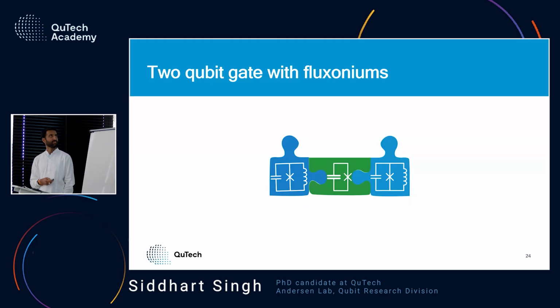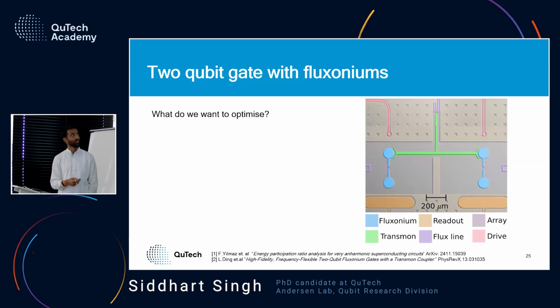And this is what the device looks like. Here you see 2 fluxoniums in blue, 1 transmon in between in green. Then each of these qubits has a flux line here in purple. This flux line is basically used to bias the qubits at the right frequency spot. We also have the readout resonators. We only put 2 readout resonators for the fluxoniums, and we have 2 charge lines for the fluxoniums.